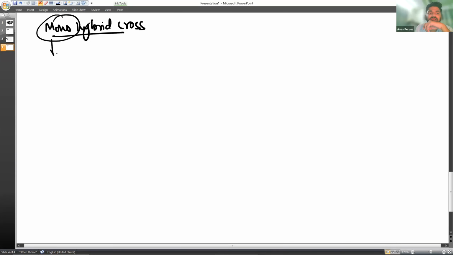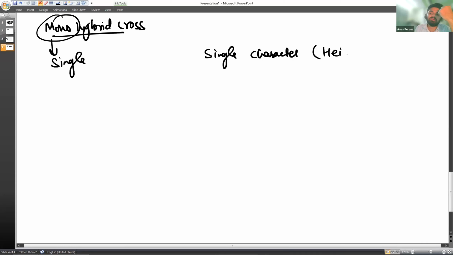Mono means single, and hybrid means transformation of character. If you are transferring something from one plant to another, that is called hybrid. So monohybrid means the cross in which a single character is studied. If I'm talking, there can be so many characters, like height is a character, color is a character. In the monohybrid cross he only discusses the height, and height has at least two traits. Every character has at least two traits. It can have many traits, but at least two.